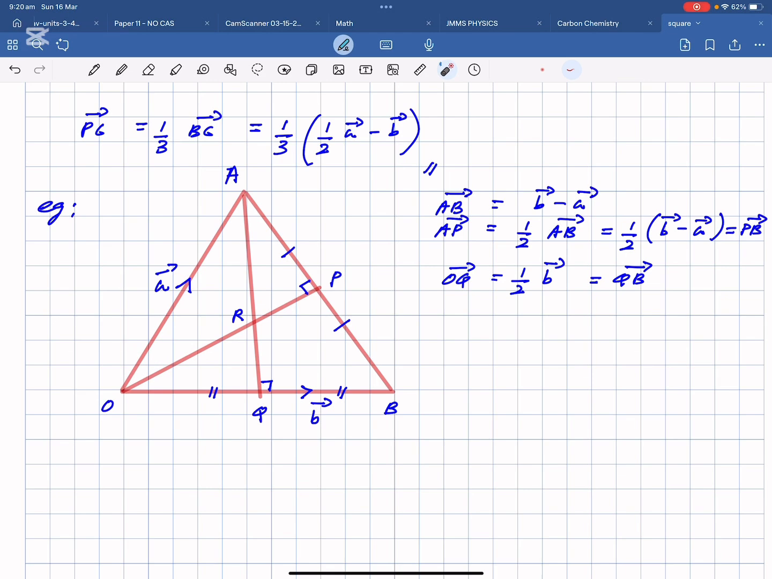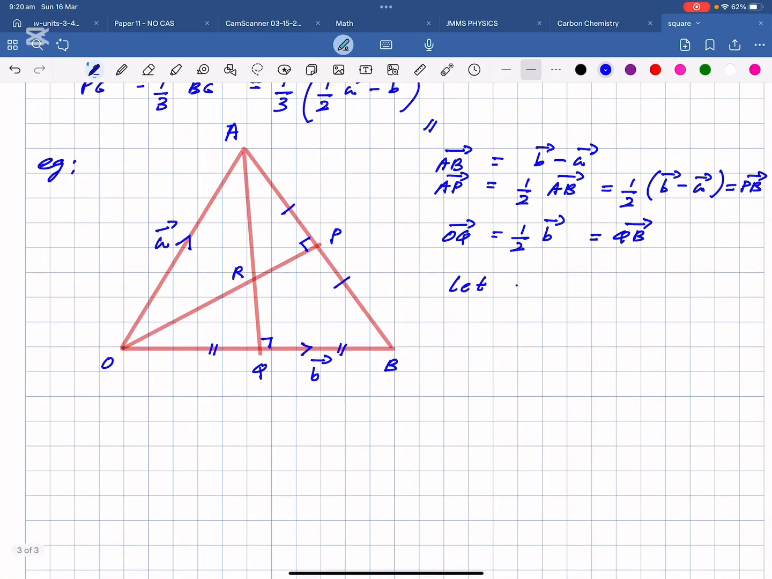So what we are going to do is this. Let AR vector be equal to lambda times AQ vector. Now you understand lambda is less than 1. Right? Okay. So what is AQ vector now? We don't have AQ vector yet. Okay, so let's find AQ vector here.